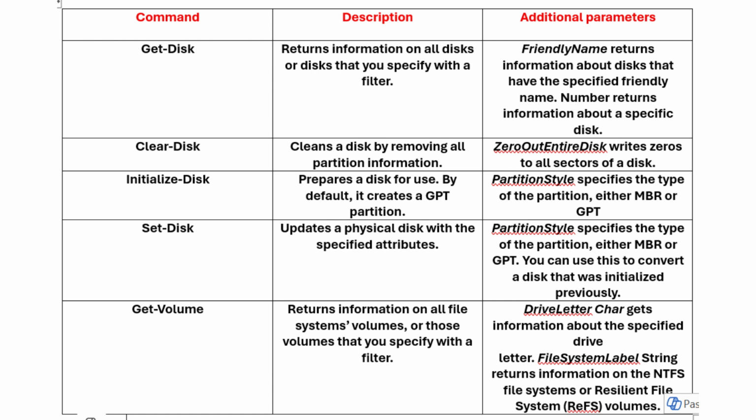Get-Volume. Returns information on all file system volumes, or those volumes that you specify with a filter. DriveLetter char gets information about the specified drive letter. FileSystemLabel string returns information on the NTFS file systems or Resilient File System, ReFS, volumes.